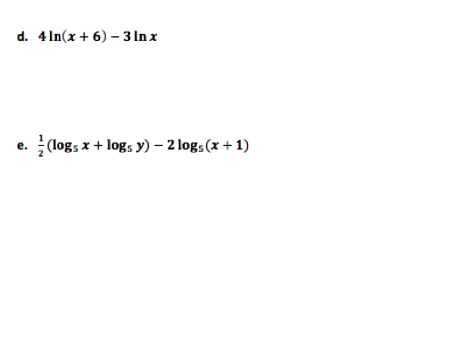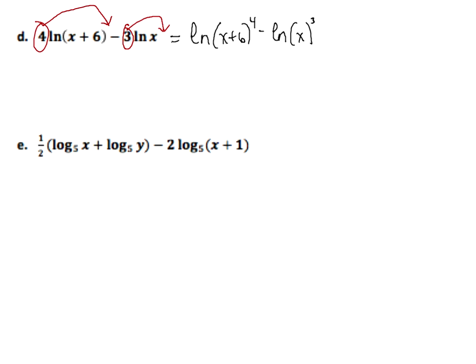Okay, so the first thing that I see that I need to deal with are these coefficients needing to go back to the exponent where they came from. Okay, so now I have ln of x plus 6 to the 4th minus ln of x cubed. And since I subtracted these natural logs, they came from being divided. So this is the ln of x plus 6 to the 4th over x cubed, the ln of this whole thing.